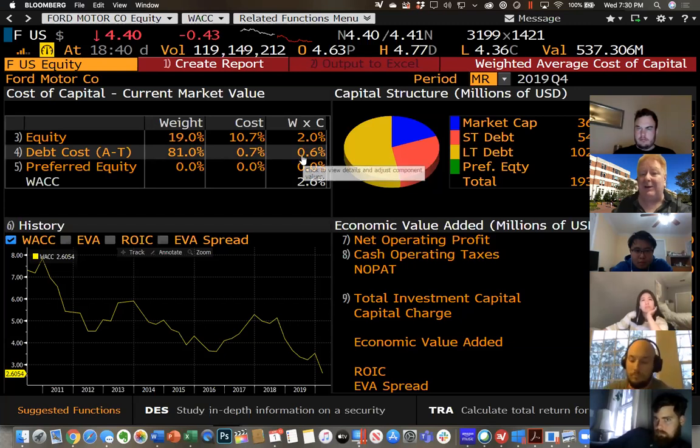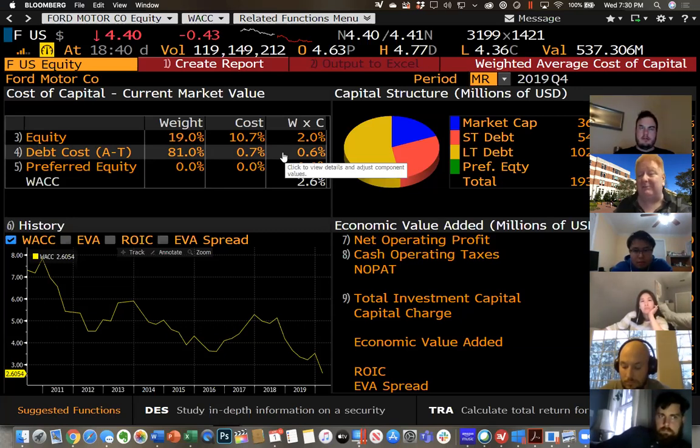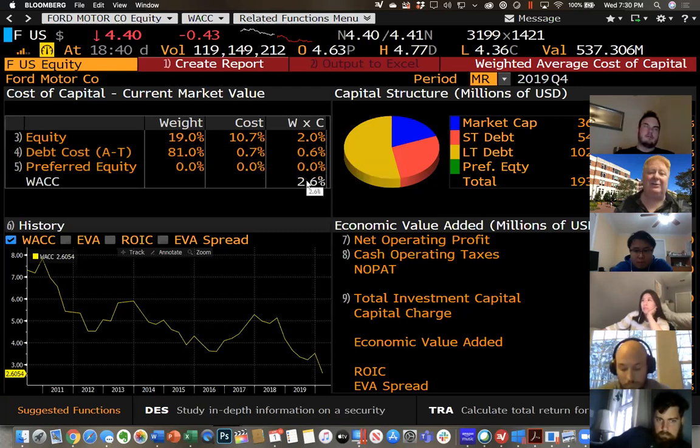But the ironic part is, just because they borrowed at this rate doesn't mean that people are going to lend to them in the future at that rate, because it's crushed their balance sheet right now and nobody's buying cars. So there's a lot more risk to that debt, right? So this underrepresents probably the true cost of capital. So if I'm an analyst, even though I said use the WACC, 2.6 seems a little low. I would probably use something different.